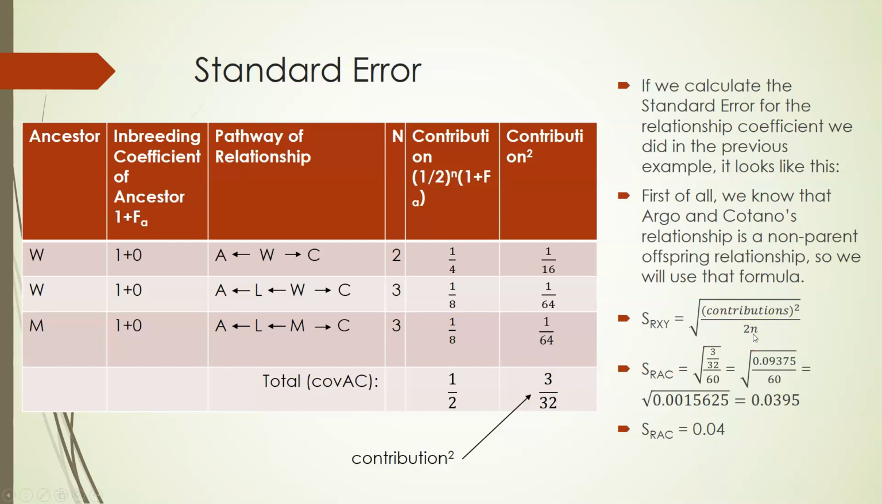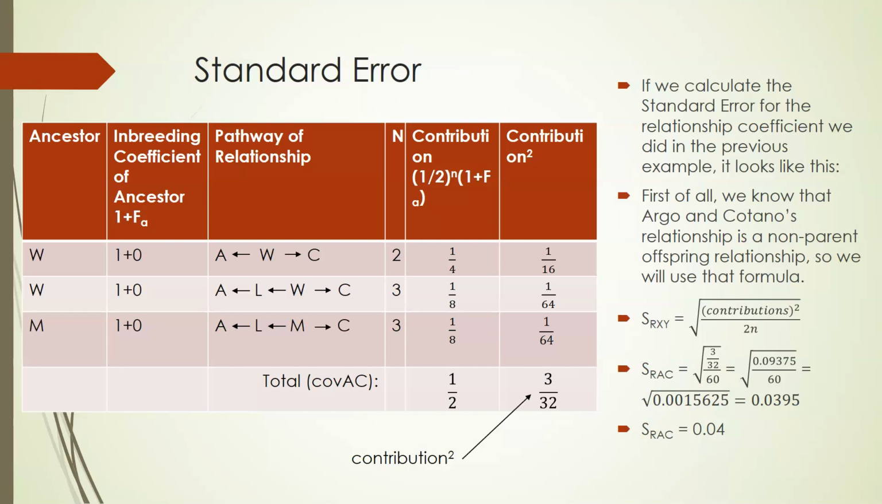We know, and I'll give it to you, that cattle have 30 chromosome pairs, so you would plug that into this. It says 2n, so it'd be 2 times 30. As you can see here, I already did it: 60. So 30 is the n for the gene pairs. So 3/32 is on top here, and I converted that to the decimal form, and then 60 is on the bottom. Then take the square root of that number, and you get 0.0395. In this case, I'm perfectly fine with you rounding to 2 decimal points. So the standard error for the relationship coefficient between A and C is 0.04.